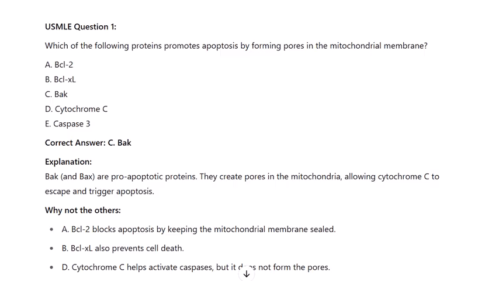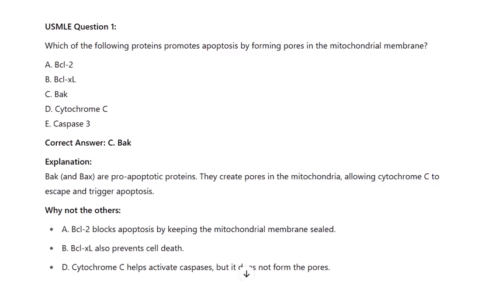BAK. Explanation. BAK and BAX are pro-apoptotic proteins. They create pores in the mitochondria, allowing cytochrome C to escape and trigger apoptosis. Why not the others? A. BCL2 blocks apoptosis by keeping the mitochondrial membrane sealed.